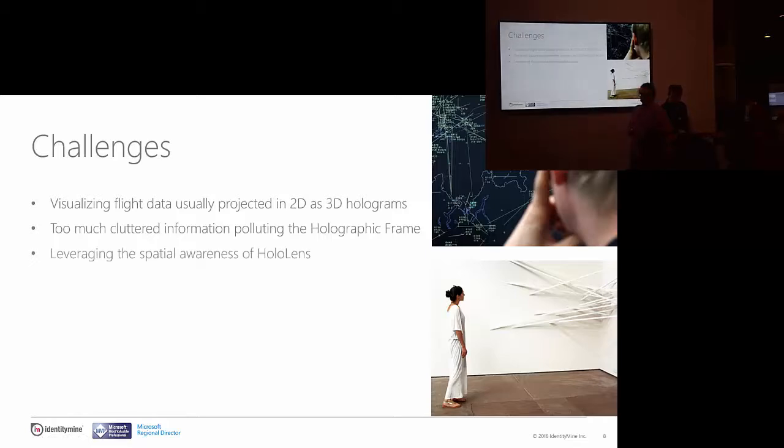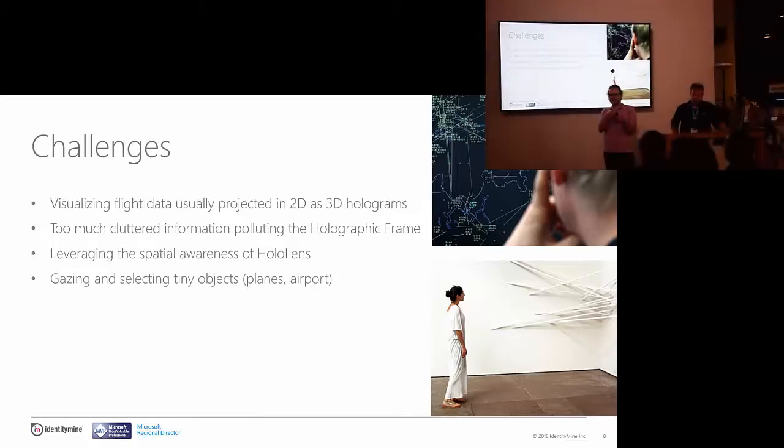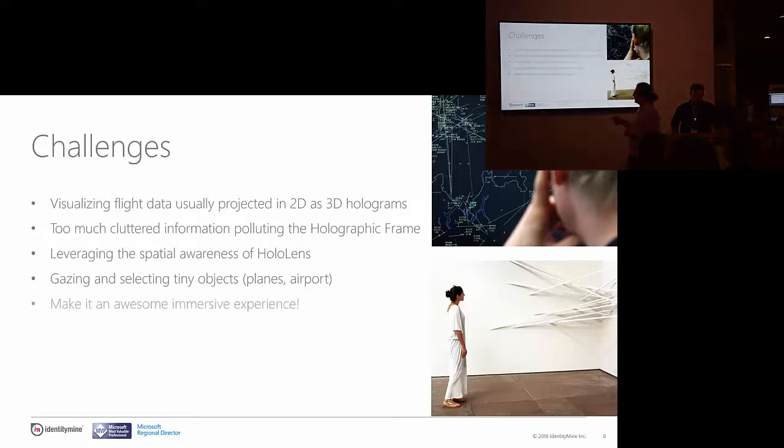The HoloLens has amazing sensors. It can scan the room. It can do this so-called spatial mapping of the environment, so it knows where it is in the room. And of course, you want to leverage that in your solution as well. But you have to make it in a smart way. And if you have those planes, small models, it can become hard to actually focus at them, to gaze at them. So you have to think about a good solution for this as well. And of course, you want to make it an awesome immersive experience, which is not just the visual aspect, but there's more to it, like Spatial Sound, for example.